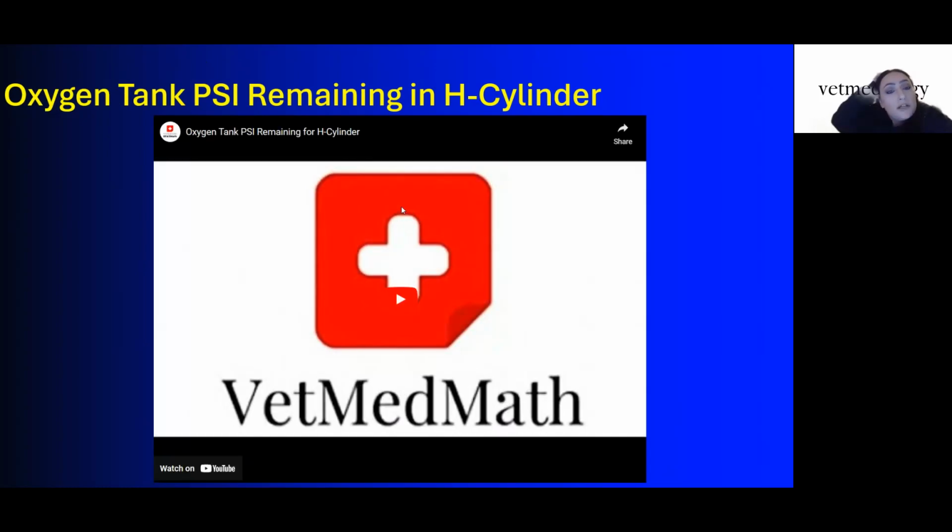This is also a really good skill to have, being able to calculate the PSI that's left in your oxygen tanks if you don't have a system that creates oxygen for you in the hospital and you're still running on tanks. Because if you need to do an emergency surgery, you need to make sure that you've got enough oxygen to last through that.